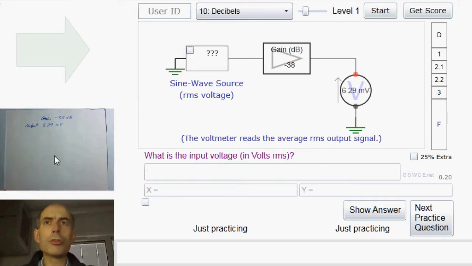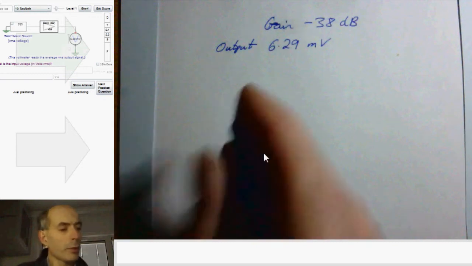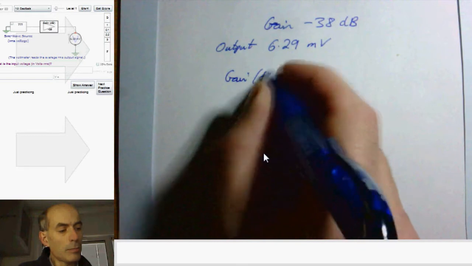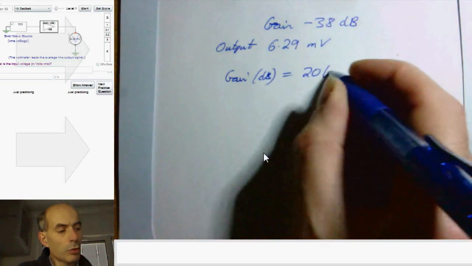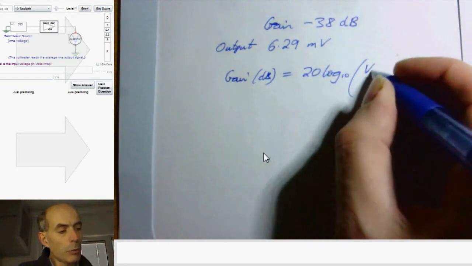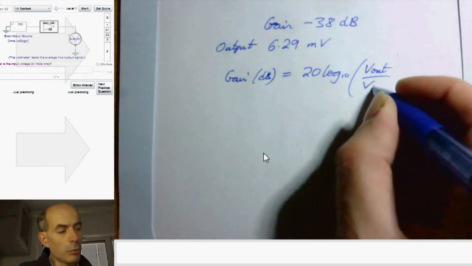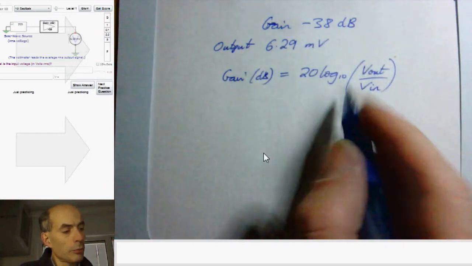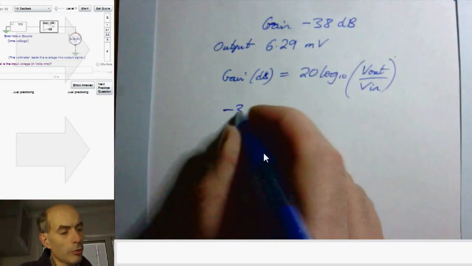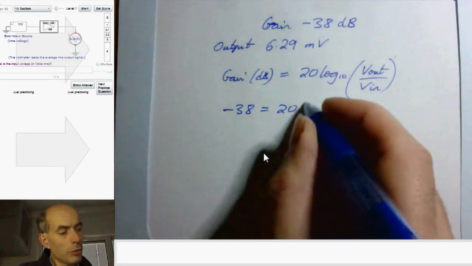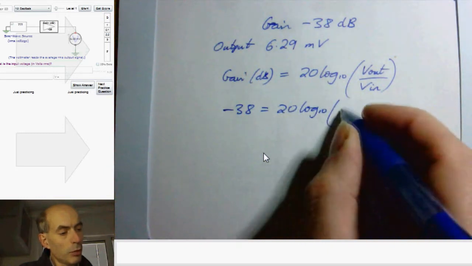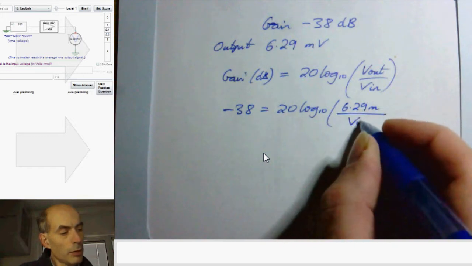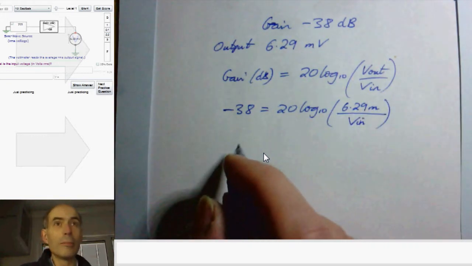Well, here we just have to apply the standard formula that the gain of something in dBs is 20 times log to the base 10 of the output voltage divided by the input voltage. And if we just plug in the numbers here, we'll find that minus 38 equals 20 times log to the base 10 of 6.29 millivolts divided by the input voltage that we don't know.